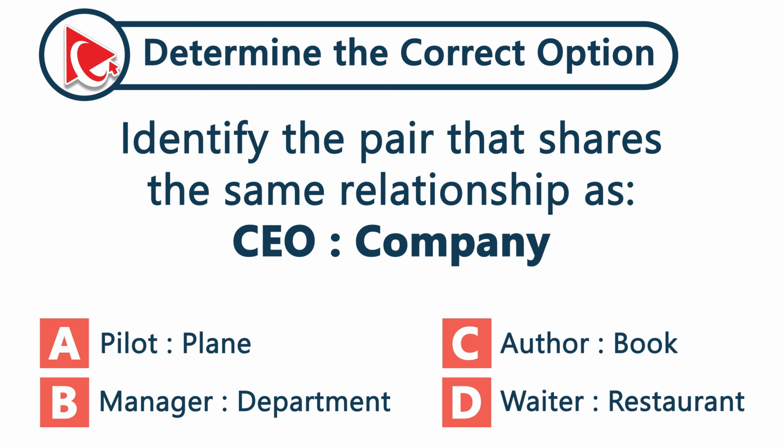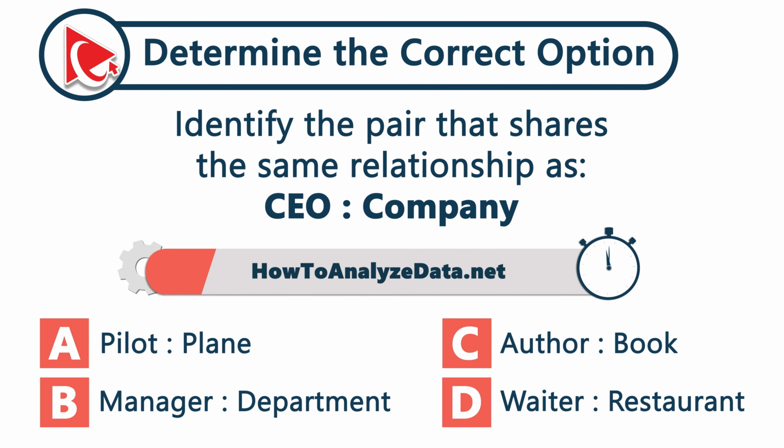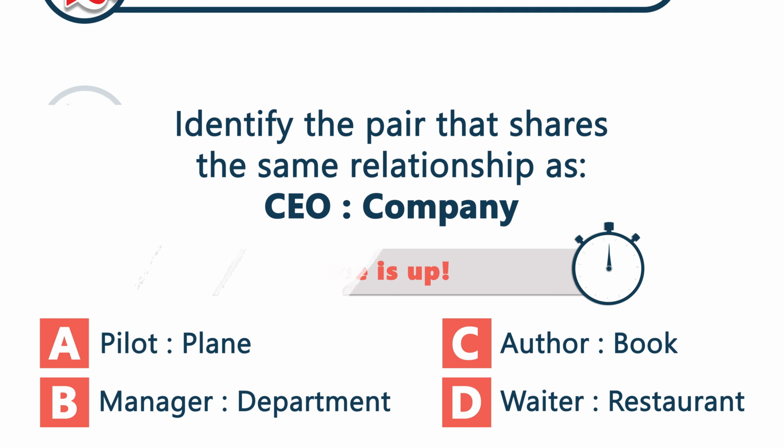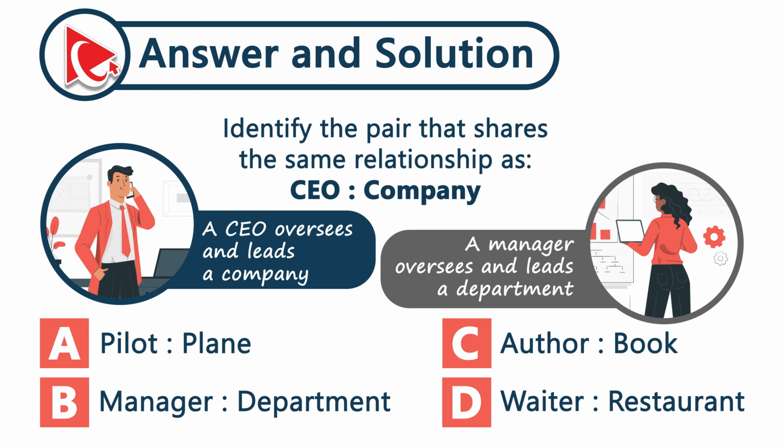Identify the pair that shares the same relationship as CEO to the company. A CEO oversees and leads the company, just as a manager oversees and leads a department within an organization. The relationship is hierarchical and administrative, and the correct answer here is choice B.